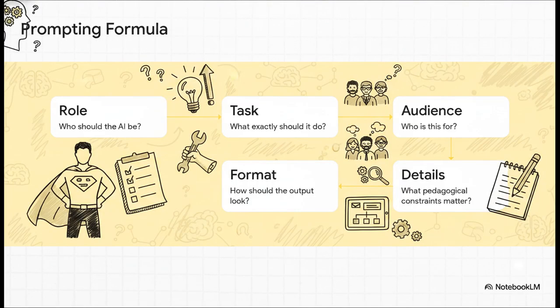If you want usable drafts without spending hours rewriting them, you really need to use this 5-step prompting formula every single time. Dictating the role, the exact task, the audience, detailed pedagogical constraints, and the final format. That is exactly how you tame the AI. This specific structure puts you firmly in the driver's seat and will save you a massive amount of time.